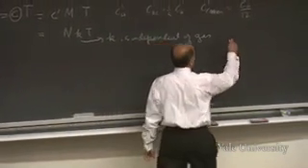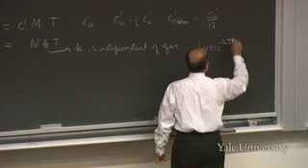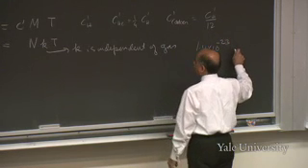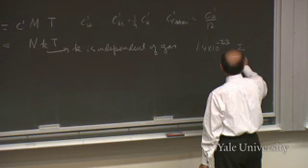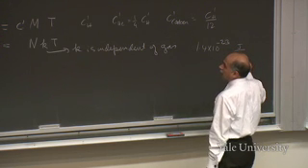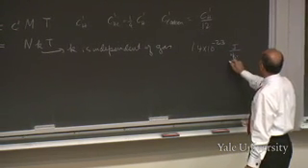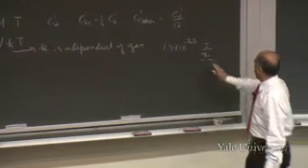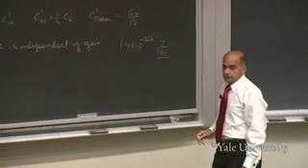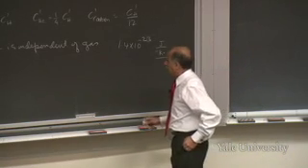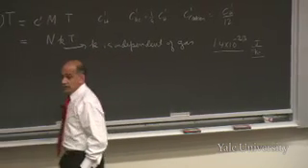The Boltzmann constant has a value 1.4 times 10 to the minus 23 joules per Kelvin, or joules per degree centigrade. So this is a universal constant.